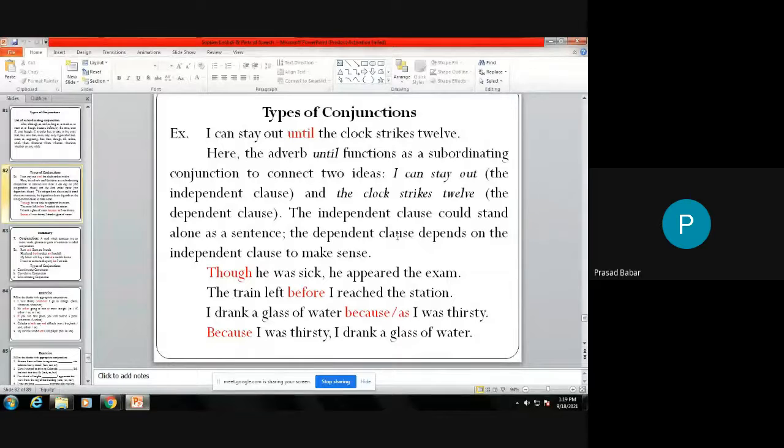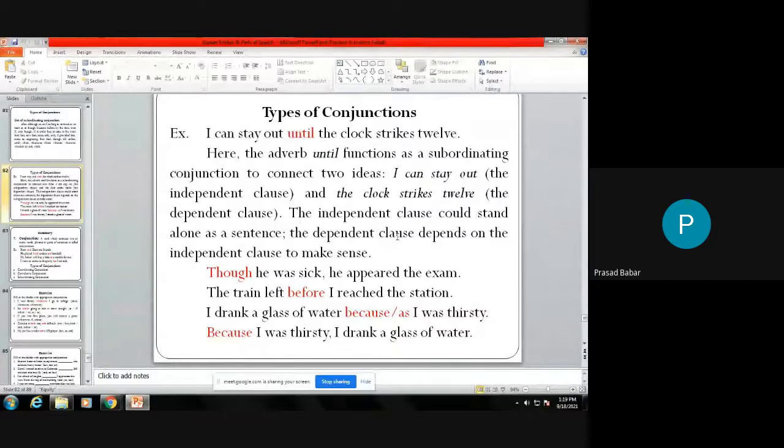I can stay out until the clock strikes 12. Okay. So here the adverb until functions as a subordinating conjunction. And why is it so? To connect two ideas. Okay. For connecting these two ideas, there are two ideas in the sentence.